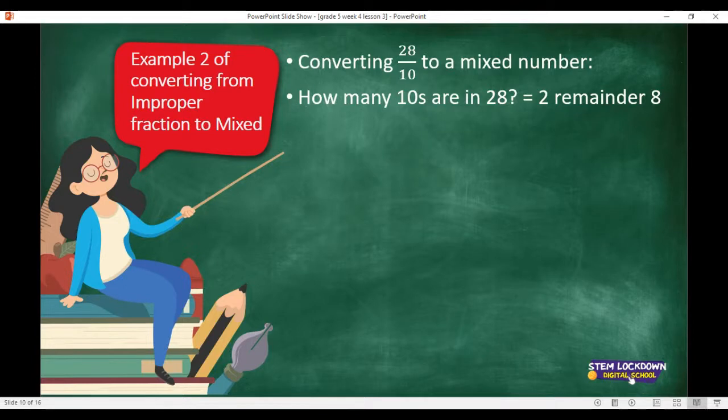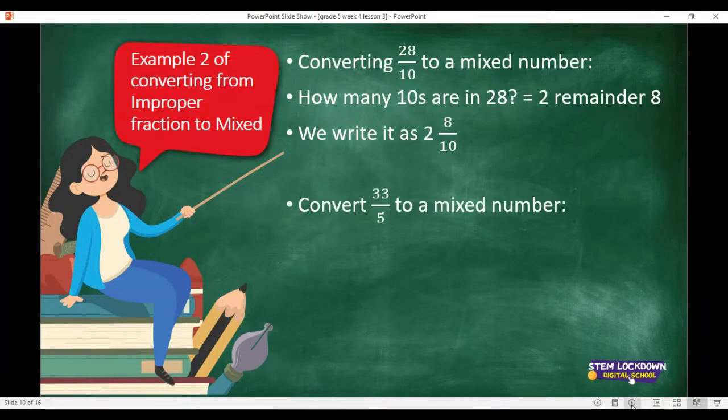And what is the remainder? To move from 20 to 28, the remainder is 8. But we do not write it as 2 remainder 8. We have to write it as 2 and 8 over 10. So we write it as 2 and 8 over 10.